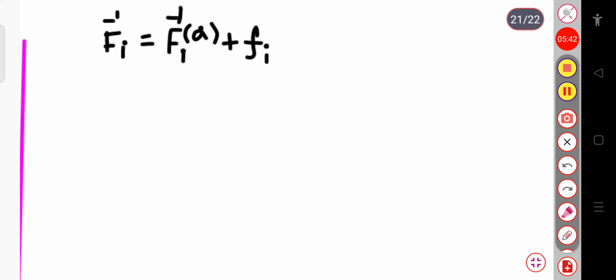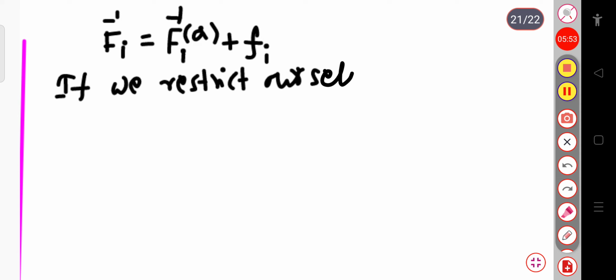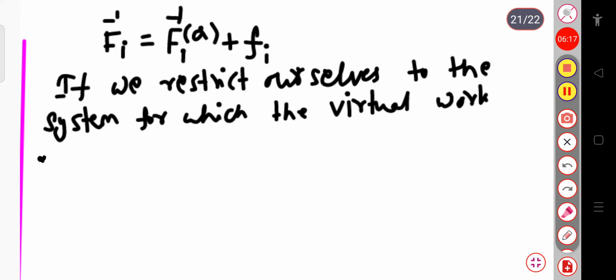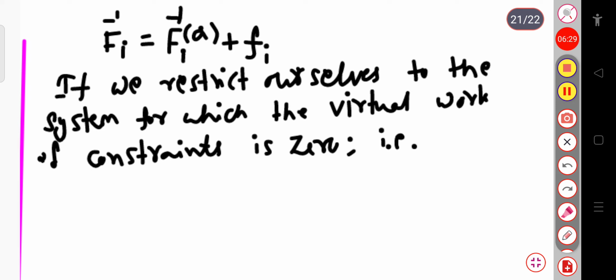And if we restrict ourselves to the system for which the virtual work of the forces of constraint is 0, that is, the sum over fi dot delta Ri equal to 0.